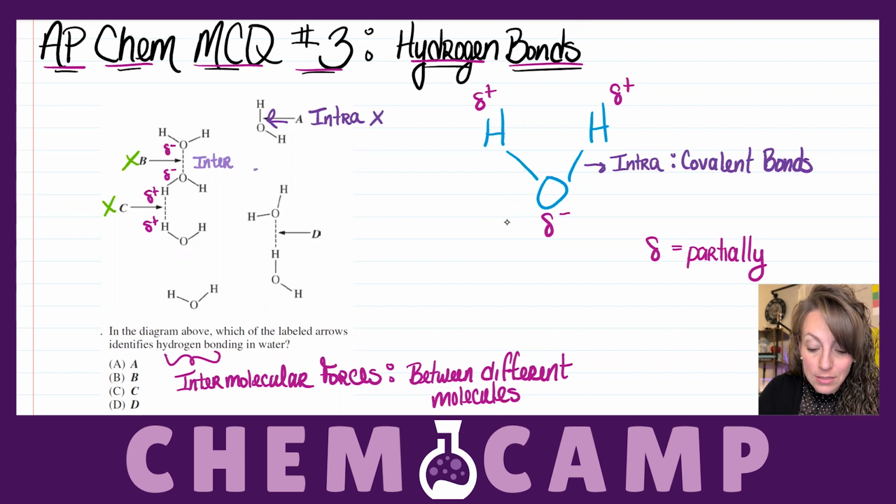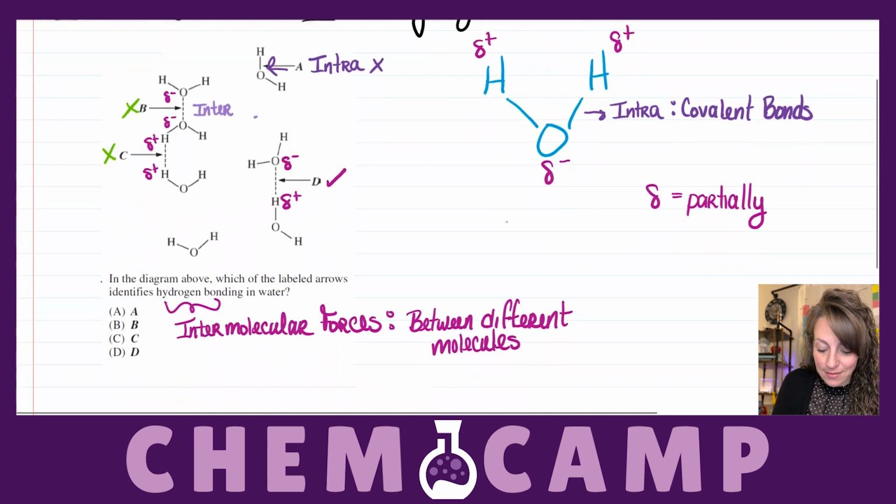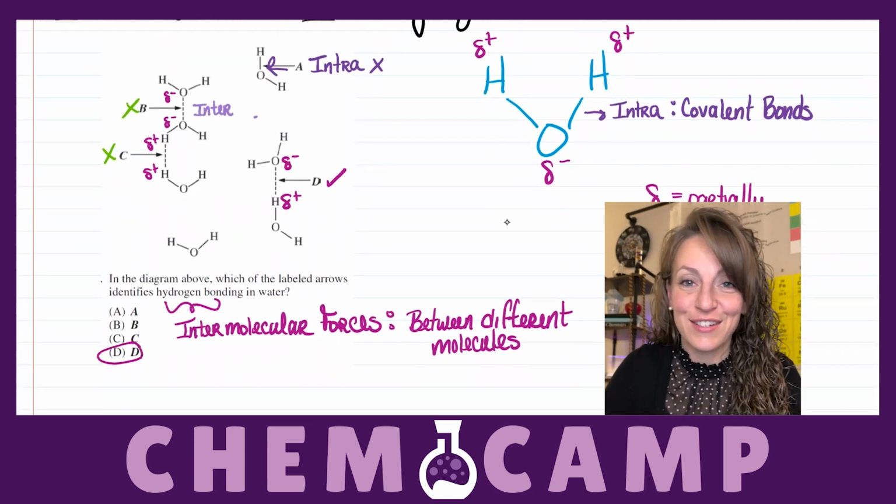Let's take a look at letter D. Letter D is showing that dotted line between a partially negative oxygen atom and a partially positive hydrogen atom of two separate molecules. And that hydrogen atom is bonded to an oxygen atom within the molecule. So letter D is in fact our hydrogen bond and the answer to this question.